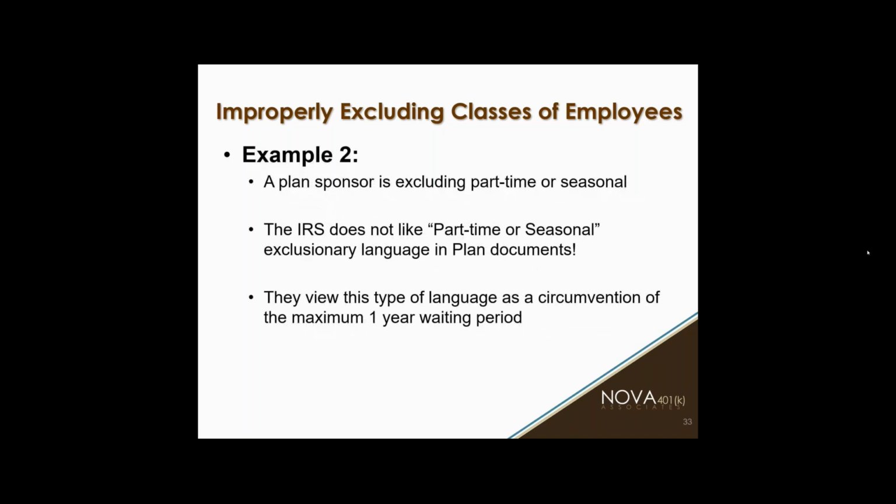Another popular type of exclusion is to exclude part-time or seasonal individuals. The IRS does not like part-time or seasonal exclusionary language in the documents because you can have part-timers that get to that 1,000-hour mark. That's the statutory limit. Like we said, the maximum limit is 1 year of service with 1,000 hours worked in that 1 year. That's the maximum. And you can have part-timers that get to 1,000 hours. And so to exclude them based on service classification like part-time or seasonal, the IRS views as a way to circumvent their maximum 1-year period. And so they don't like service-based exclusions in documents.